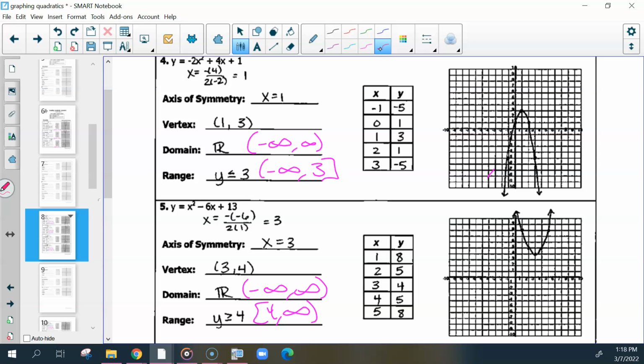Alright, for number 4, does this one cross the x-axis? Yes. But as we're looking at it here, it doesn't look like it crosses the lines exactly. So we're going to put that in our calculator to see if the graph is just throwing us off because all the grid lines are so close together, or if it actually doesn't cross the grid lines exactly, and we're going to use our calculator to help us figure out what those are.